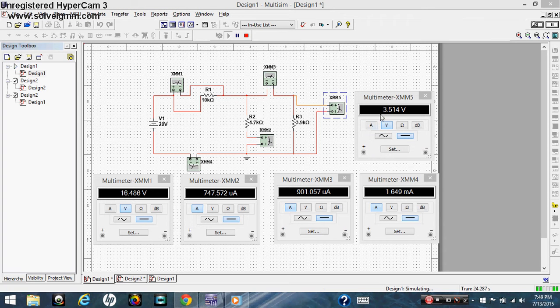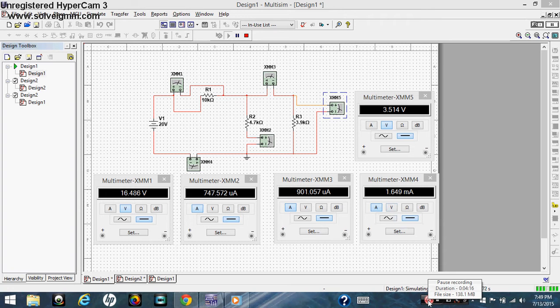The voltage across R2 and R3, because they're in parallel, the voltage across any one of them will be equal. So the voltage across R2 or the voltage across R3 will be equal to 3.514 volts, shown by the voltmeter reading here, as in parallel voltage is constant.